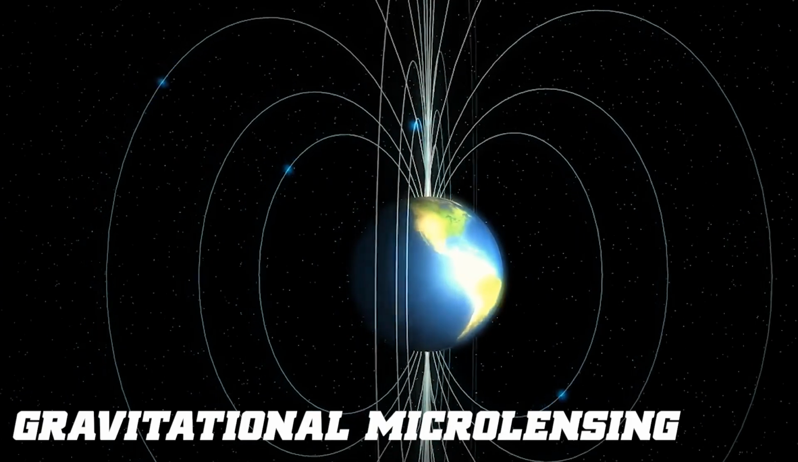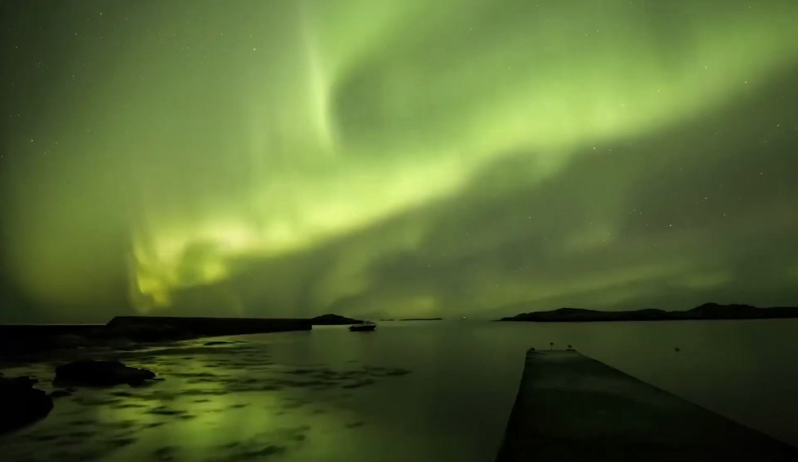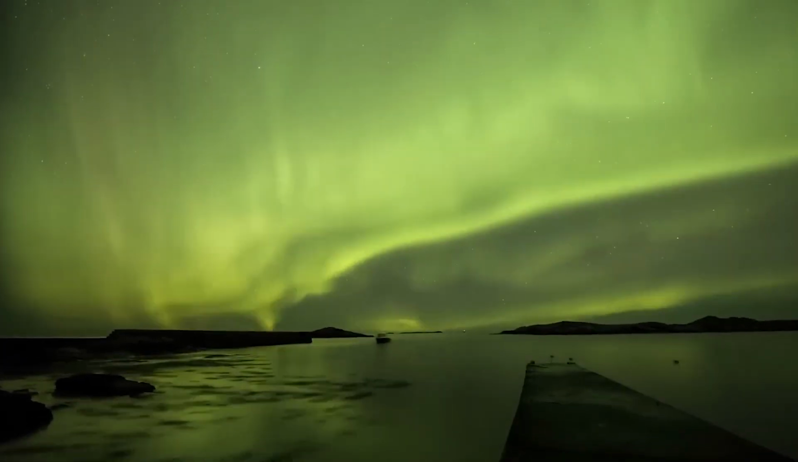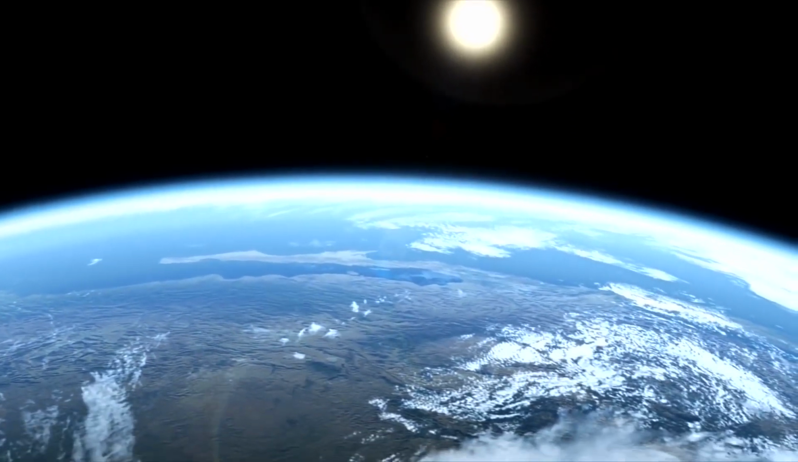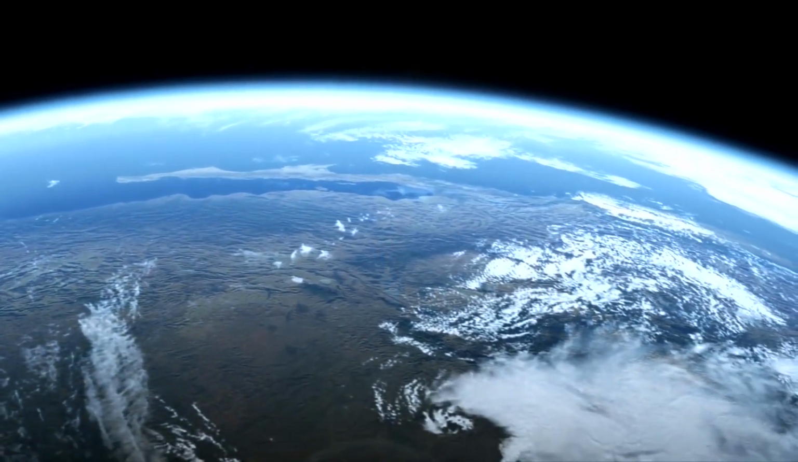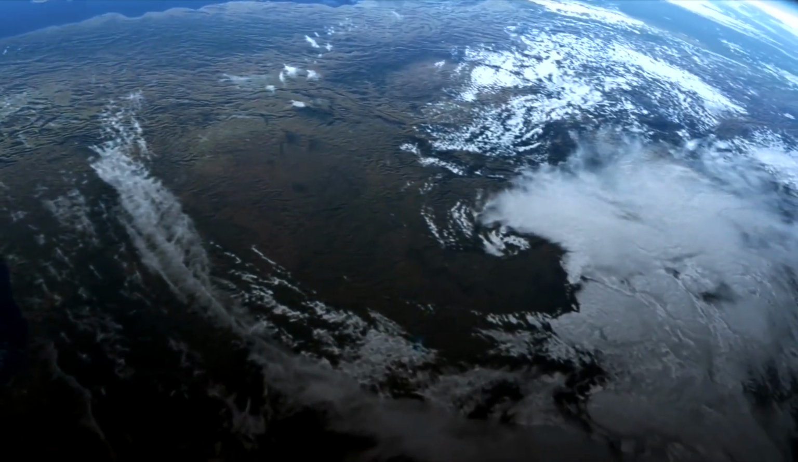Gravitational microlensing. Gravitational microlensing occurs when the gravitational field of a foreground star magnifies and brightens the light of a background star. If a planet orbiting the foreground star is present, it can cause additional deviations in the observed brightness, indicating the presence of an exoplanet.